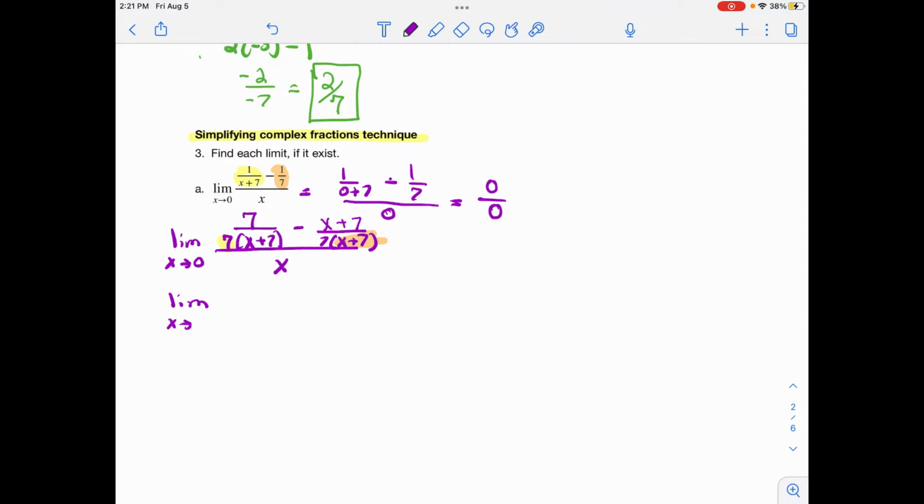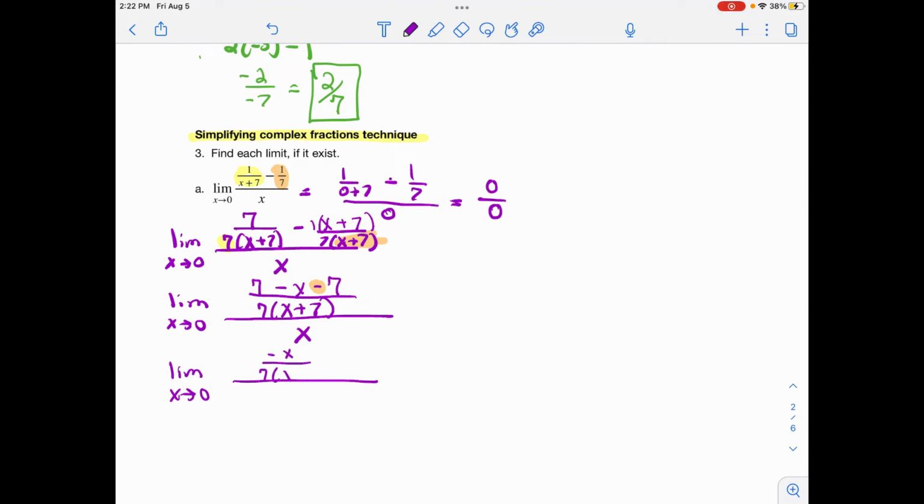Bring down my limit notation. Bring down my big denominator. Now I have a common denominator, so I want to write this over one denominator. It's the first numerator minus this numerator. Remember, this is understood to be 1 times all of this, so I have to distribute that negative. This is a common mistake. A lot of students will forget to distribute that negative and write plus 7 here, not negative 7. So be conscious that you have to distribute that negative 1. Now I want to simplify, and I get 7 minus 7, so that's just negative x over 7 times x plus 7.